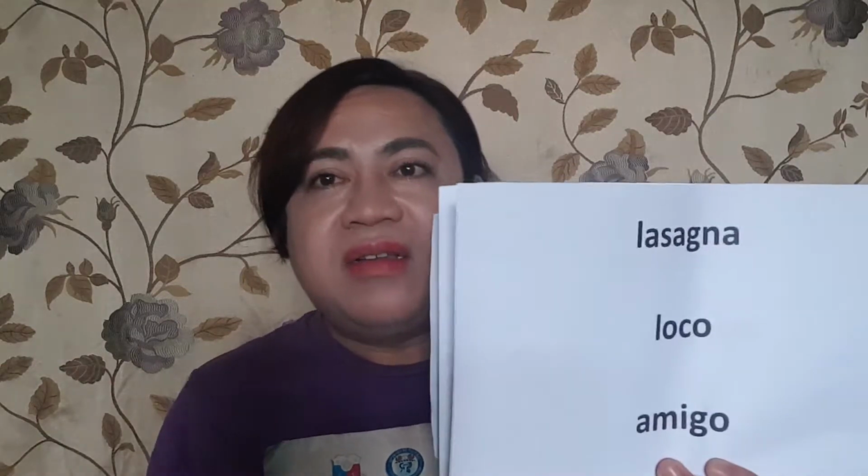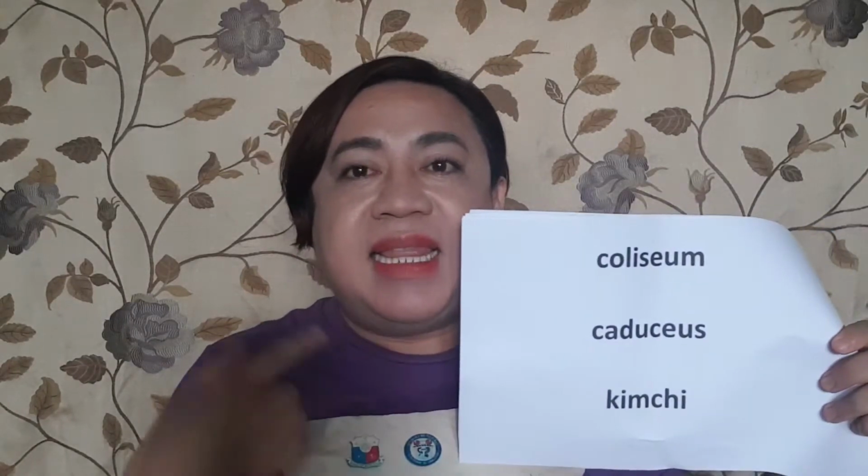Okay, next, loco has a Spanish origin. It means crazy. Amigo has a Spanish origin, which means friend. Although for our brothers and sisters from the Visayan regions, we say amigo. But in the dictionary, the transcription shows that it should be pronounced amigo. Okay, next we have coliseum. This one has a Latin origin.